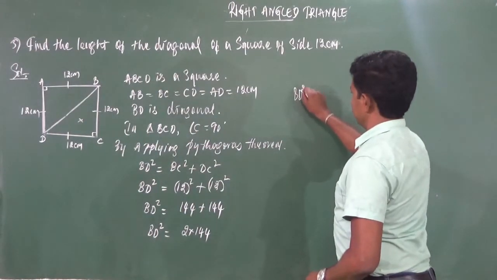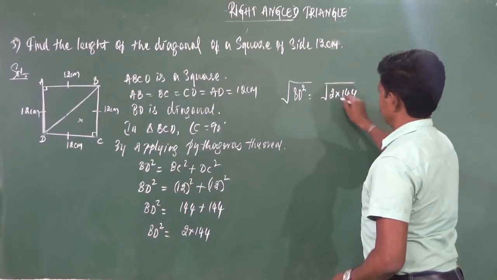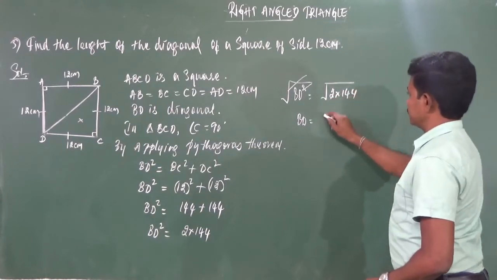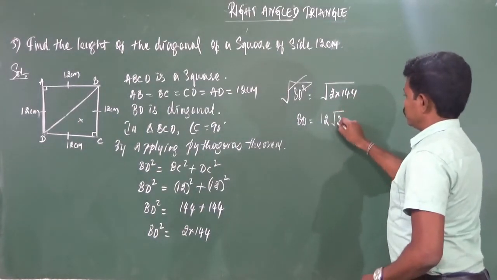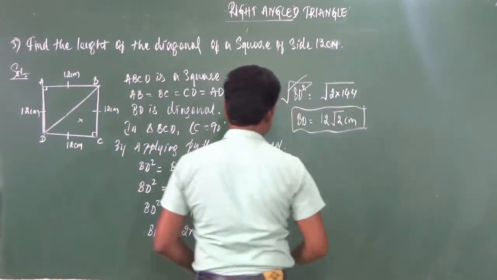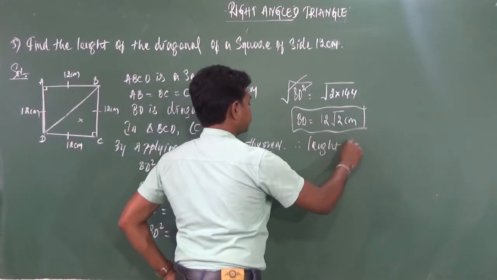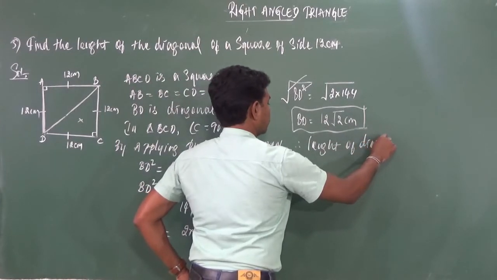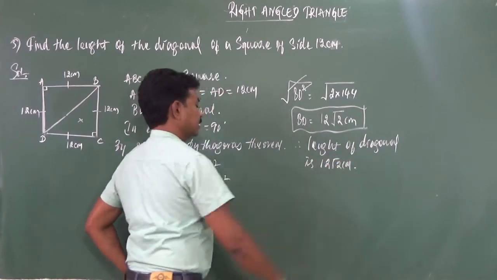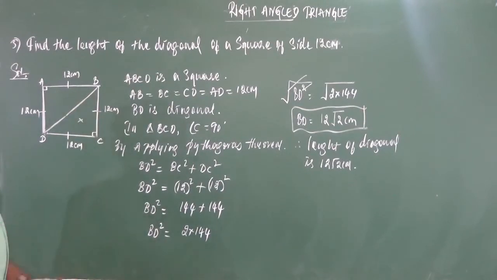So square root of BD square is equal to square root of 2 into 144. Square and root cancel. So BD is equal to 12 root 2 centimeters, since 144 is a perfect square. So the length of the diagonal is 12 root 2 centimeters. This is the answer we have got because the side is 12 centimeters.